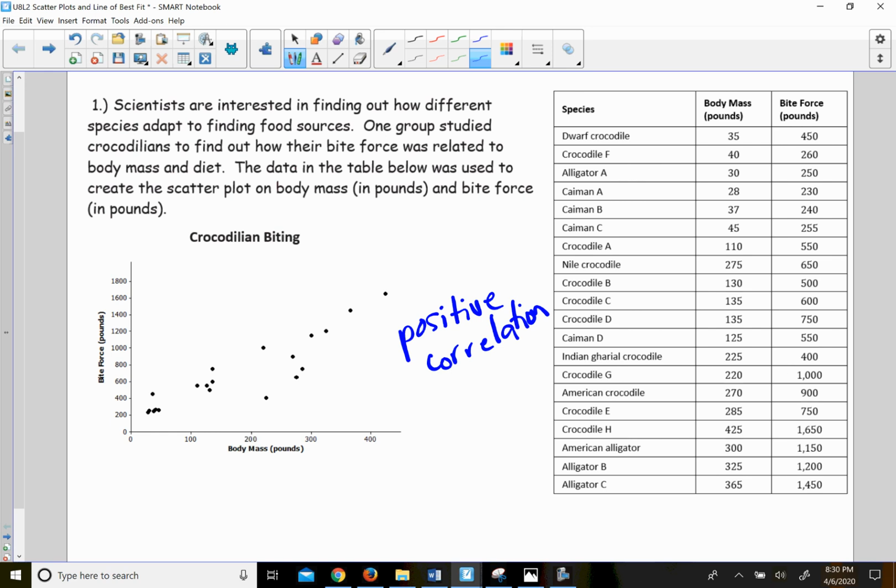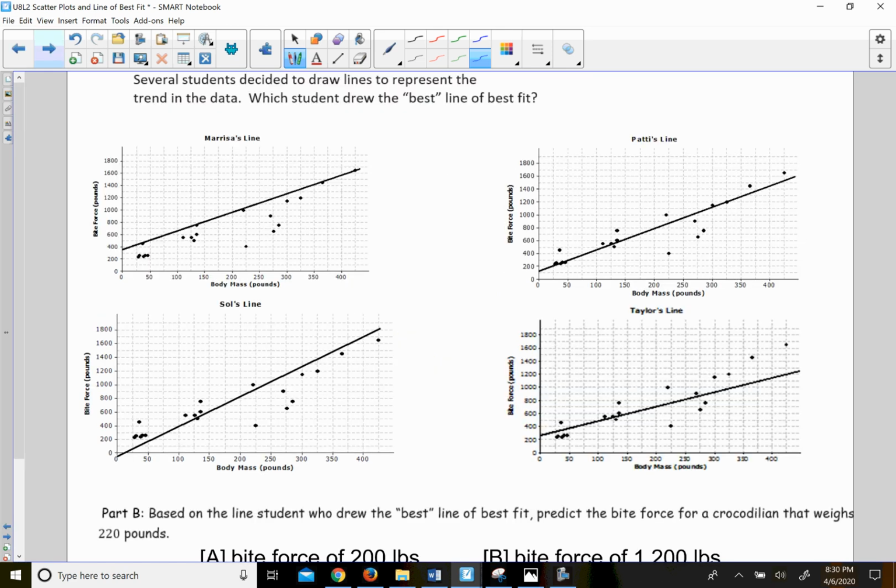So then using that information, they wanted to take it a step further and not just find a positive correlation, but draw the line of best fit. So several students decided to draw lines to represent the trend in the data, the trend in the correlation. Which student drew the best line of best fit? So not all lines are created equally. Which one has the best fit?